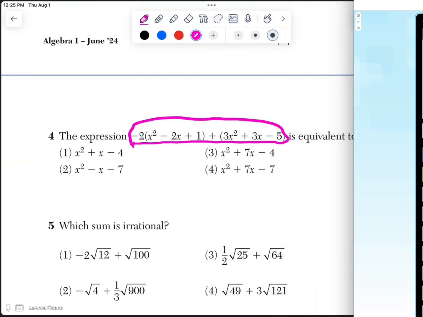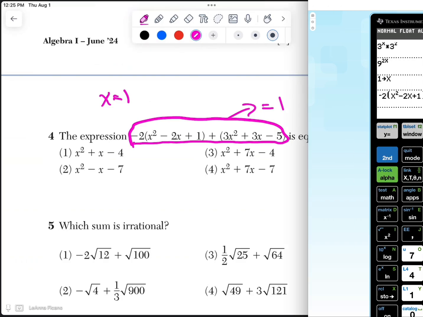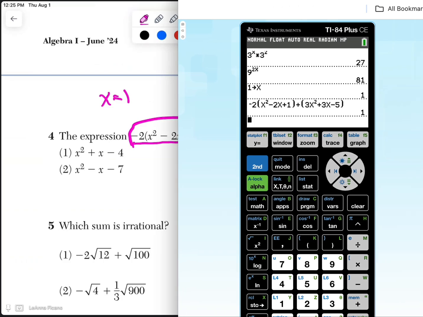So we have when x is 1, this expression equals 1. So now we want to find one other expression in our answer choices that when x is 1, it also gives us 1. And that'll tell us that it's equal to that expression. Okay, so let's do another one. I'm going to just start with 1 because it's the first one.